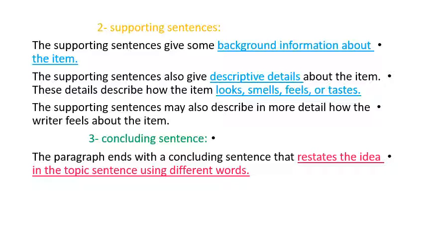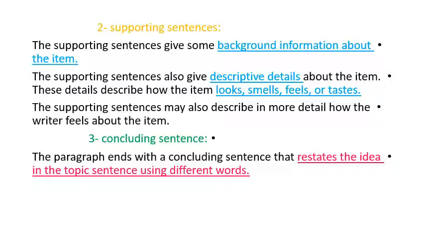These details describe how the item looks, smells, feels, or tastes. The supporting sentences may also describe in more detail how the writer feels about the item. So in supporting details, you can add your feeling as a writer.